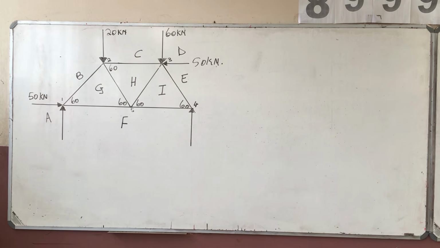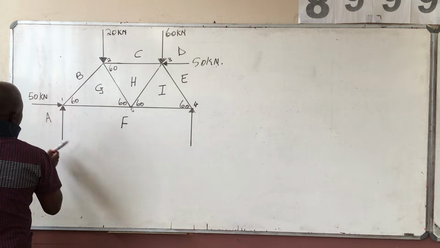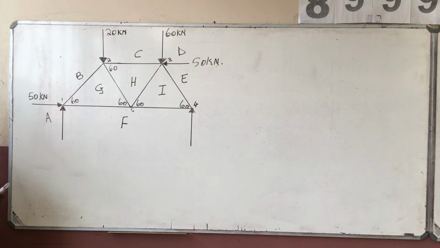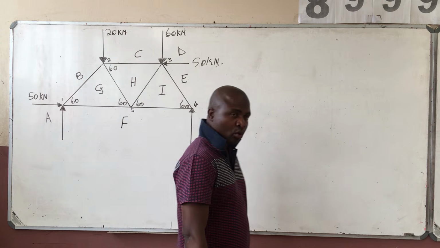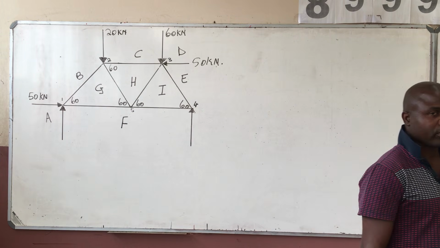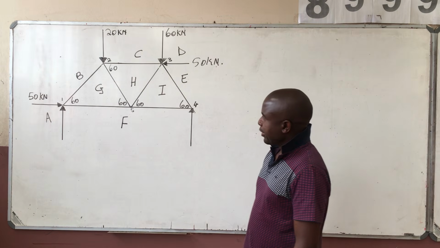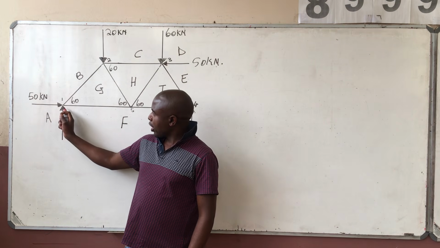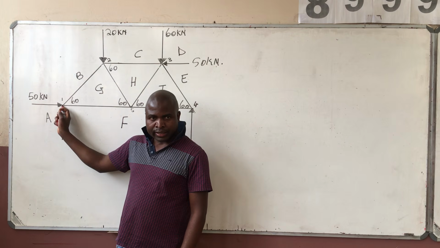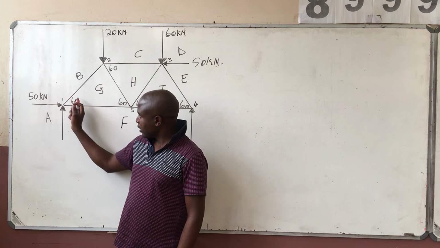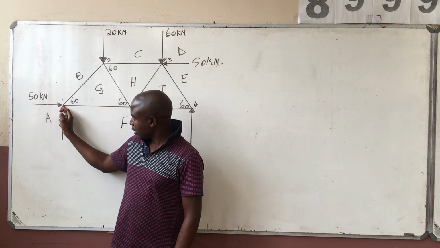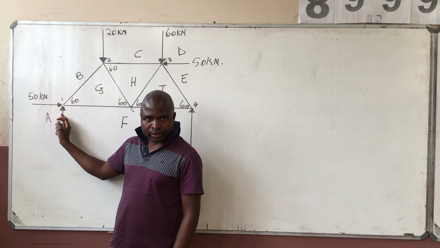So in solving this graphically, you must be able to choose your first point to draw. I'm referring to the point. A point is where all the forces intersect. So here we have this and this and this and that, which they intersect here. So this one becomes a point.